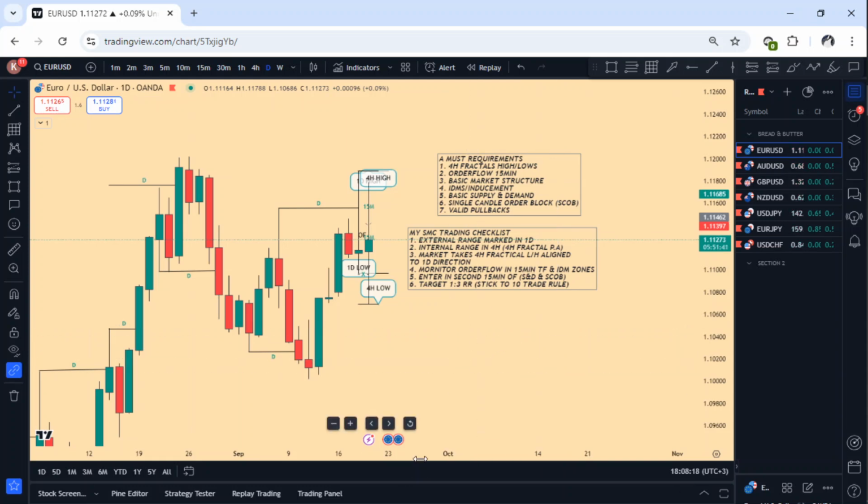So I'm going to do a trade breakdown that we took today using the following requirement, and these are the checklist. So this is the trade.